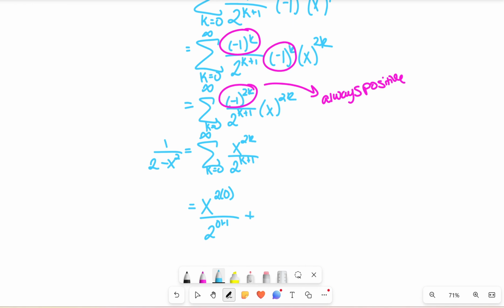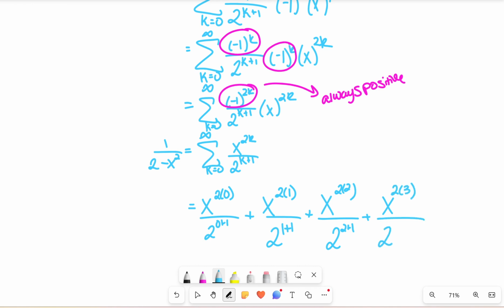I'm going to keep going, so now I'm going to plug in 1. x to the 2 times 1 power over 2 to the 1 plus 1. I know that this is going to give me x squared. I need to go to x to the 6th, so I need to keep going. So x to the 2 times 2 power, that's going to give me a power of 4. I need to keep going. And then lastly, I'm going to have 2 to the 3 power, and then 2 to the 3 plus 1.